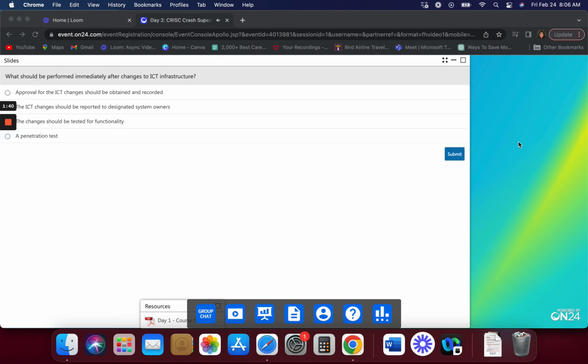So, practice question: what should be performed immediately after changes to ICT infrastructure? Yeah, if you didn't see this on the slide, this is just to kind of twist it up and challenge you a bit. What do we need to perform immediately after changes to ICT infrastructure? Approval for the ICT changes should be obtained and recorded. The ICT changes should be reported to designated systems owners. The changes should be tested for functionality, or should we simply perform a penetration test? What do you think?